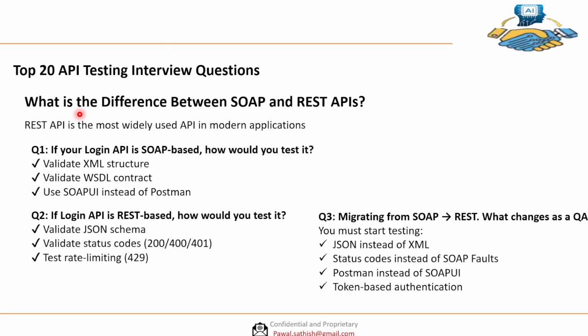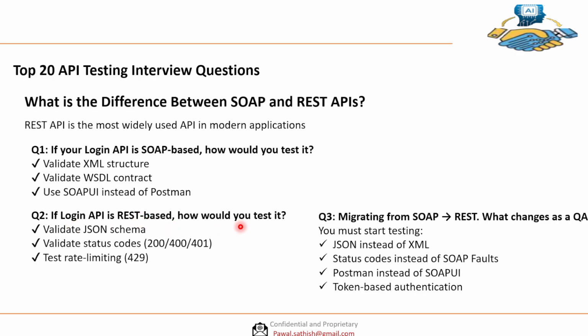So the next question is: what is the difference between SOAP and REST API? REST API is the most widely used API in modern applications. If your login API is SOAP based, then how will we test it? First, we need to validate the XML, then validate the WSDL contract, and we need to use SoapUI instead of Postman. If we are using REST API, then we can use Postman.